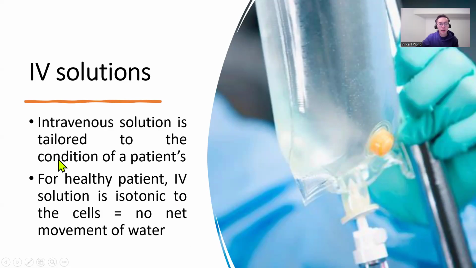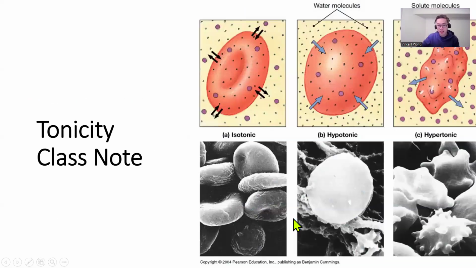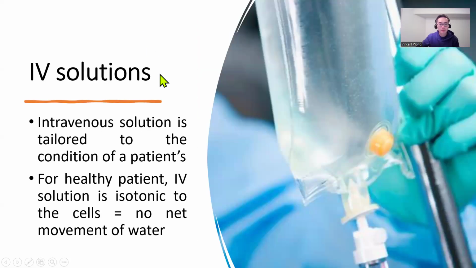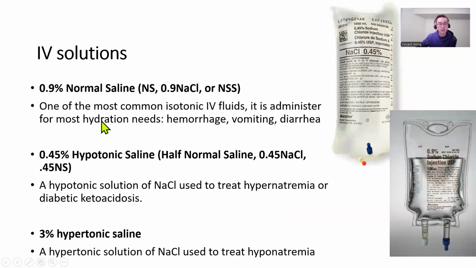And for healthy patients, IVs are usually isotonic to the cell. Okay. You don't want to be giving solutions that are too salty or too diluted and feed it into the person's bloodstream because it will cause their cells to either pop or shrink, right? You want to give them isotonic solution. Right, so that's like the most common type of solution.